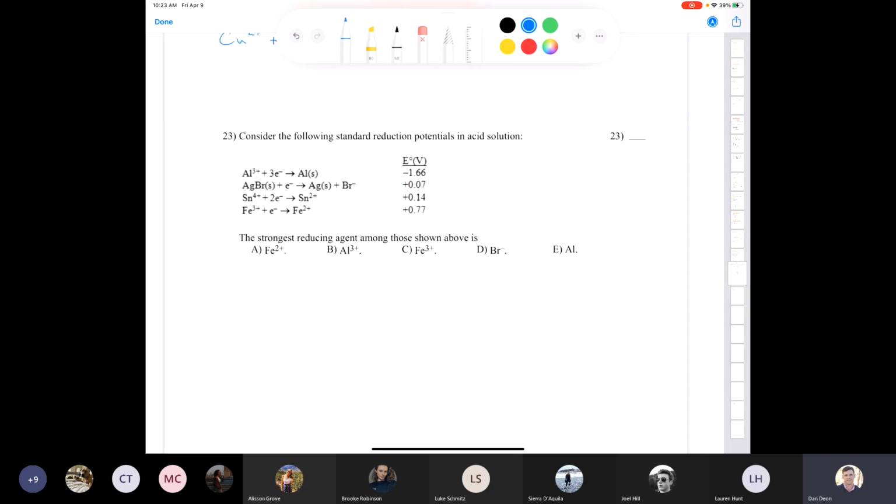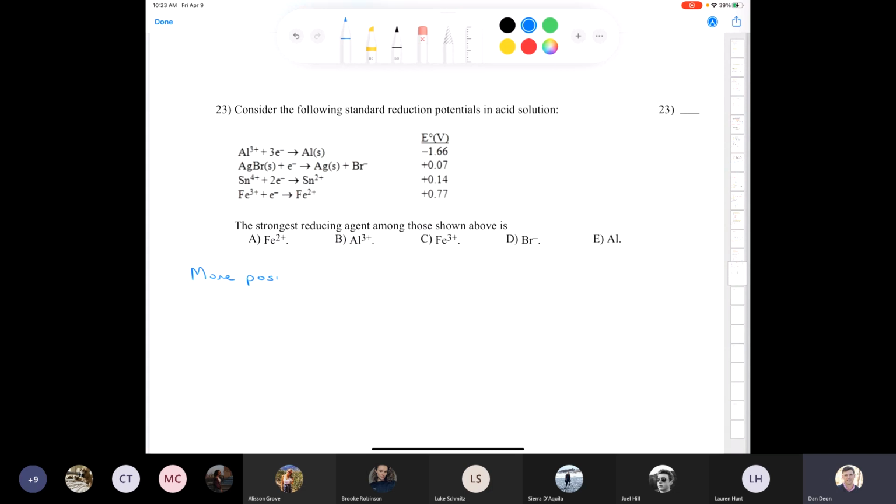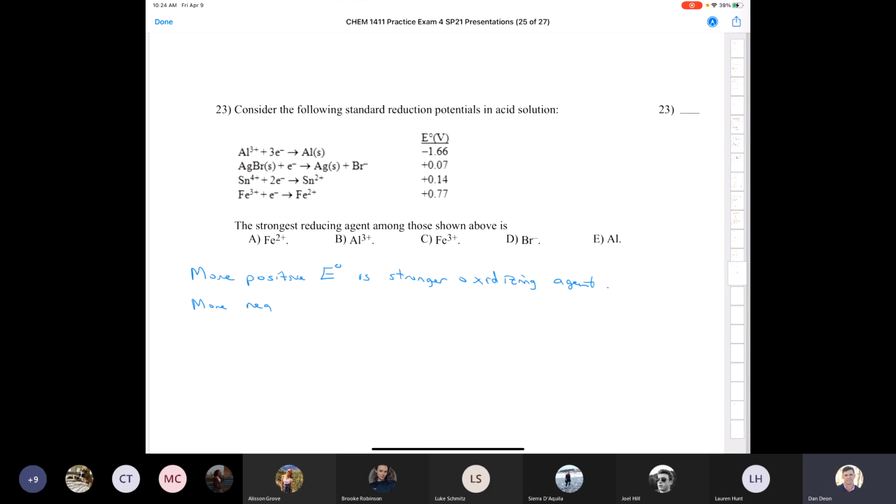We said that the more positive E° is, the stronger the oxidizing agent. And I posted in the slides a table. They had oxidizing strengths listed in order. So the cell potentials, the highest ones are at the top with fluorine or whatever. And then down at the bottom, you had like lithium. So that means the more negative the E° is, it means it's going to be a stronger reducing agent.